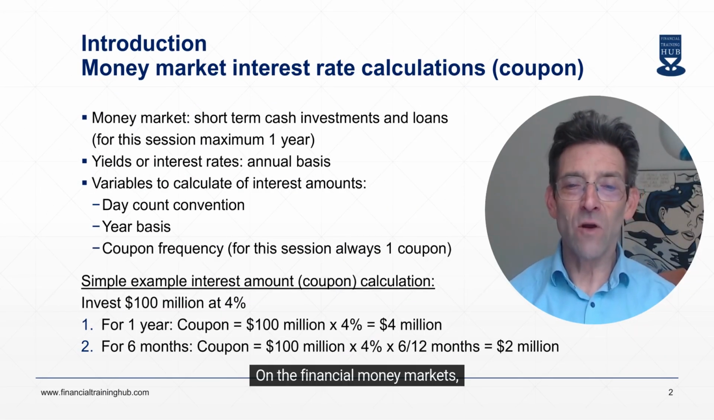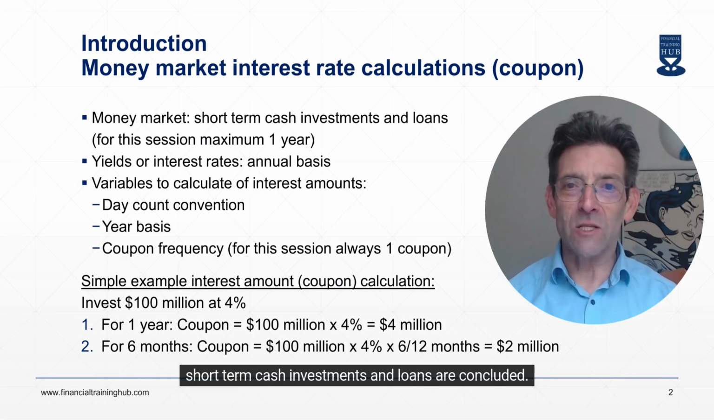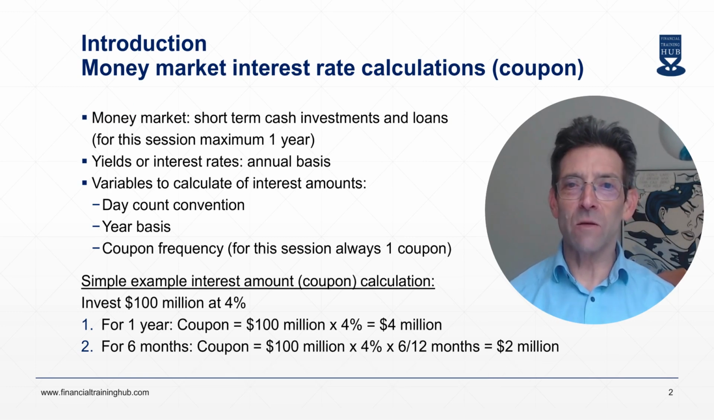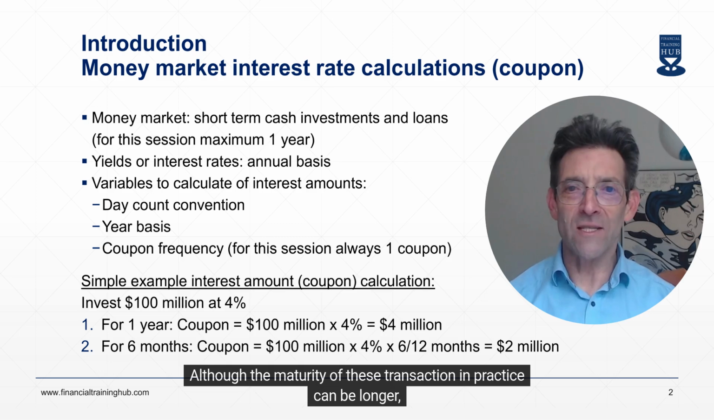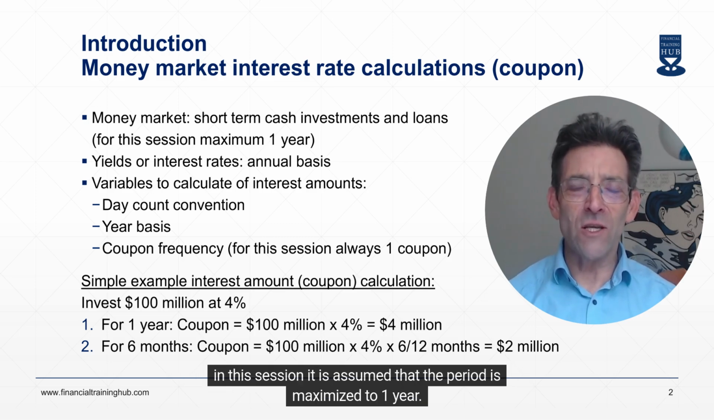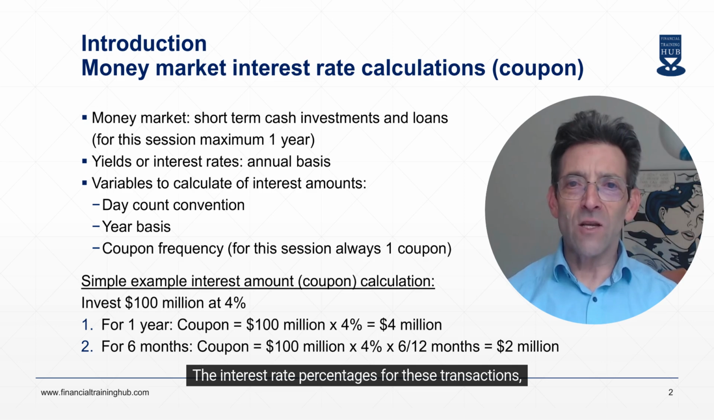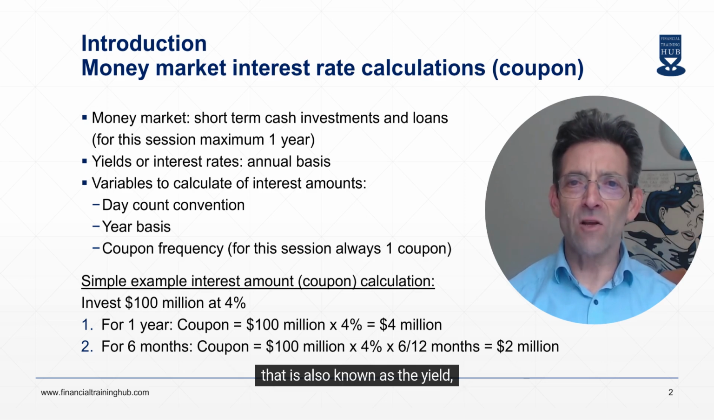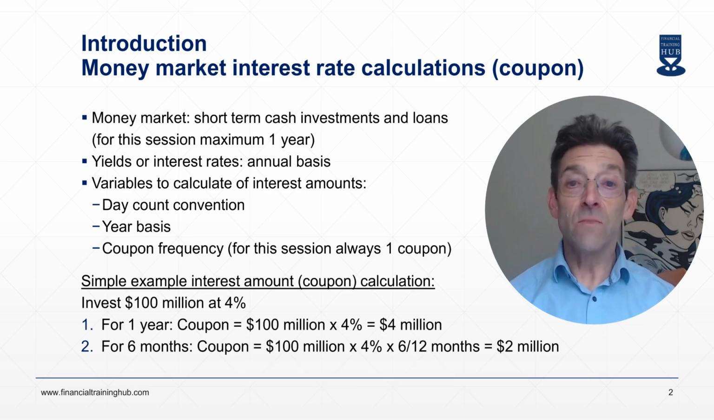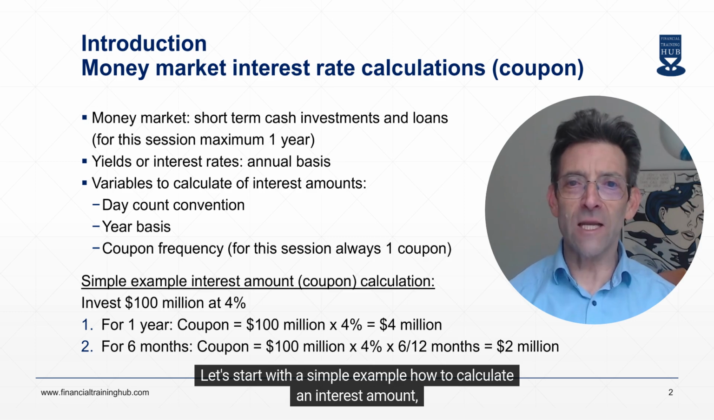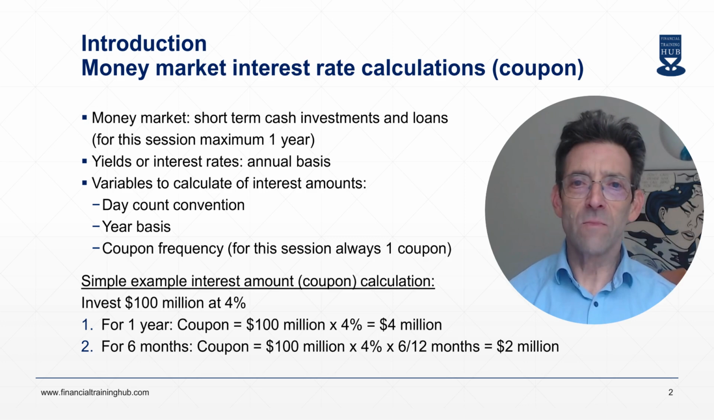On the financial money markets, short-term cash investments and loans are concluded. Although the maturity of these transactions in practice can be longer, in this session it is assumed that the period is maximized to 1 year. The interest rate percentages for these transactions, that is also known as the yield, is always quoted on an annual basis. Let's start with a simple example how to calculate an interest amount, often also named a coupon.